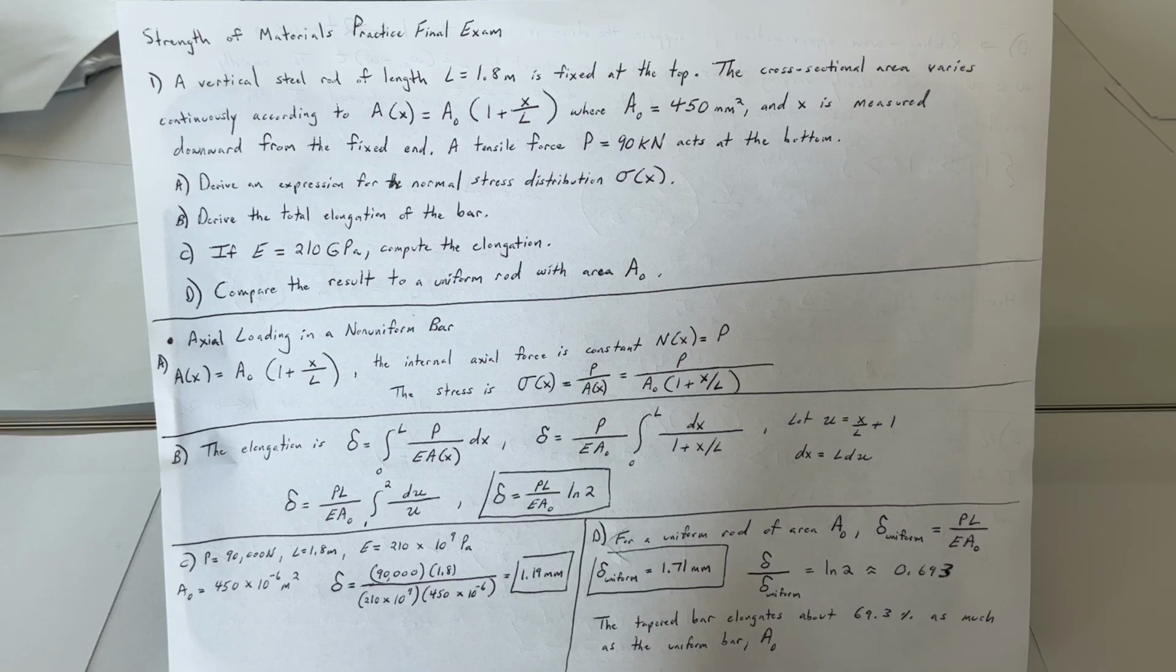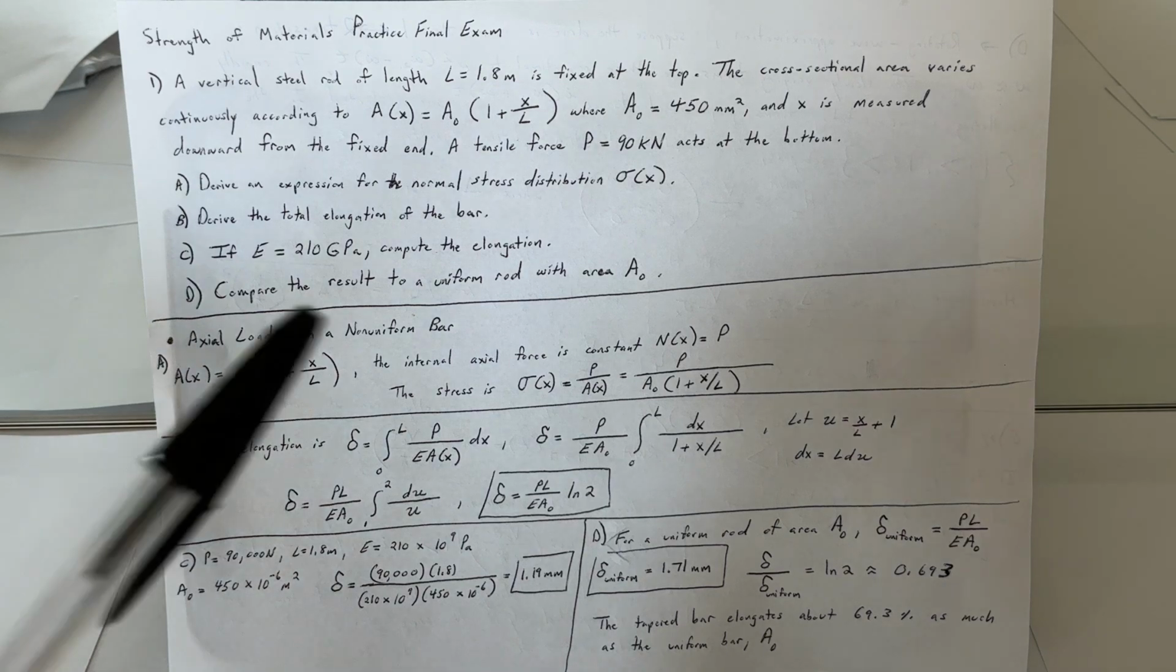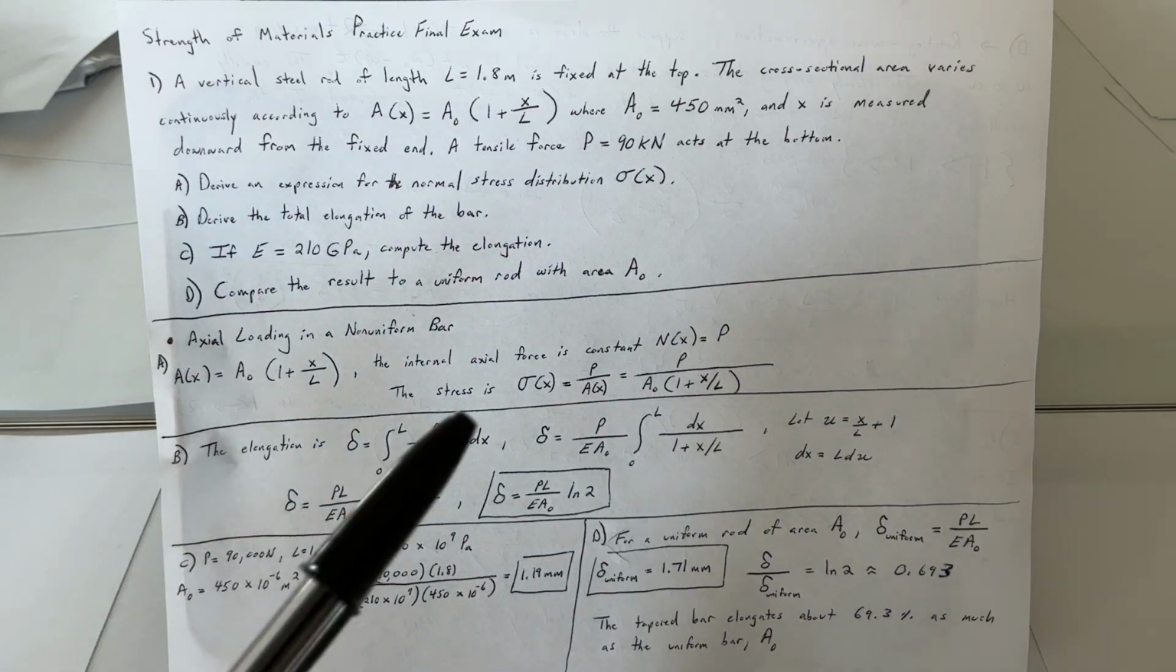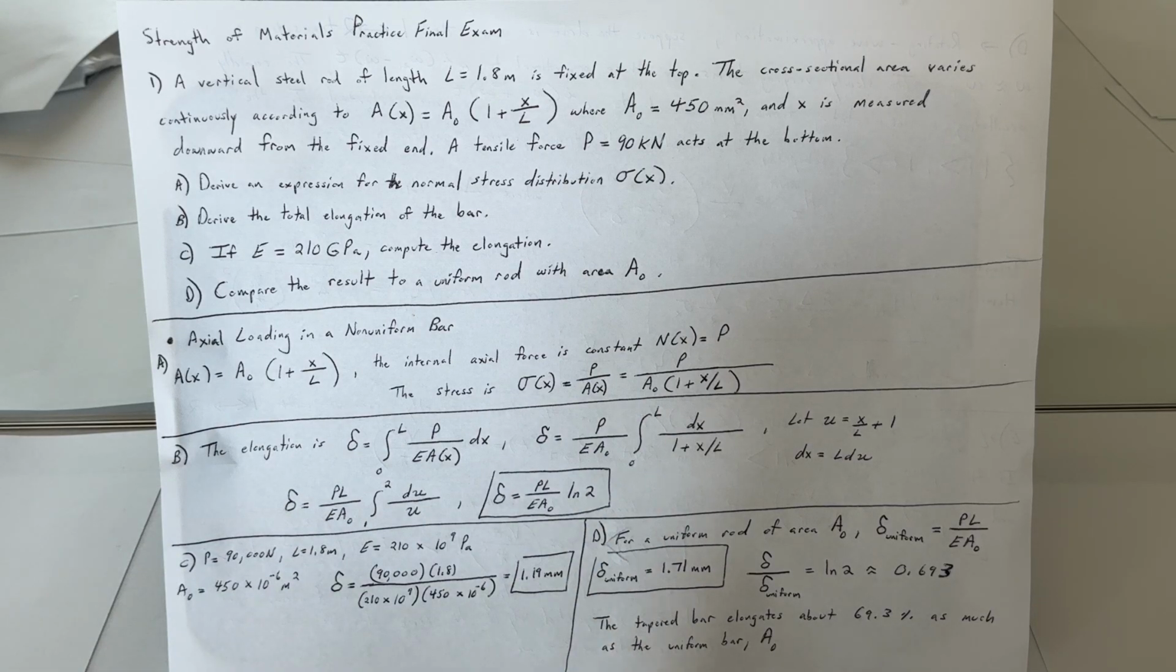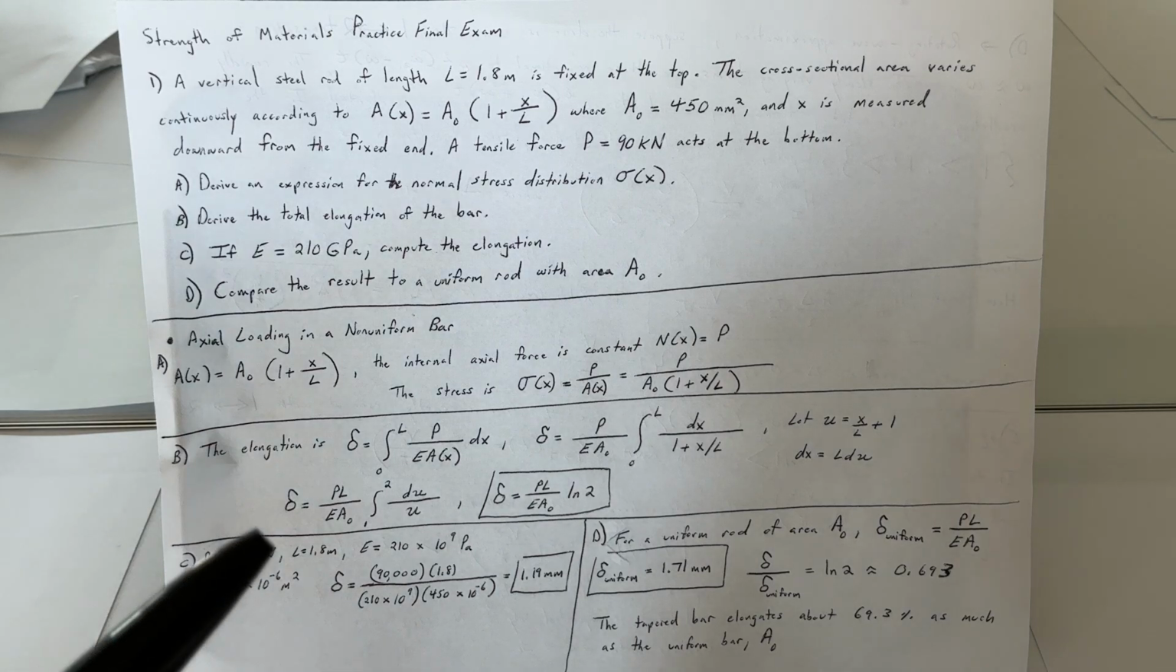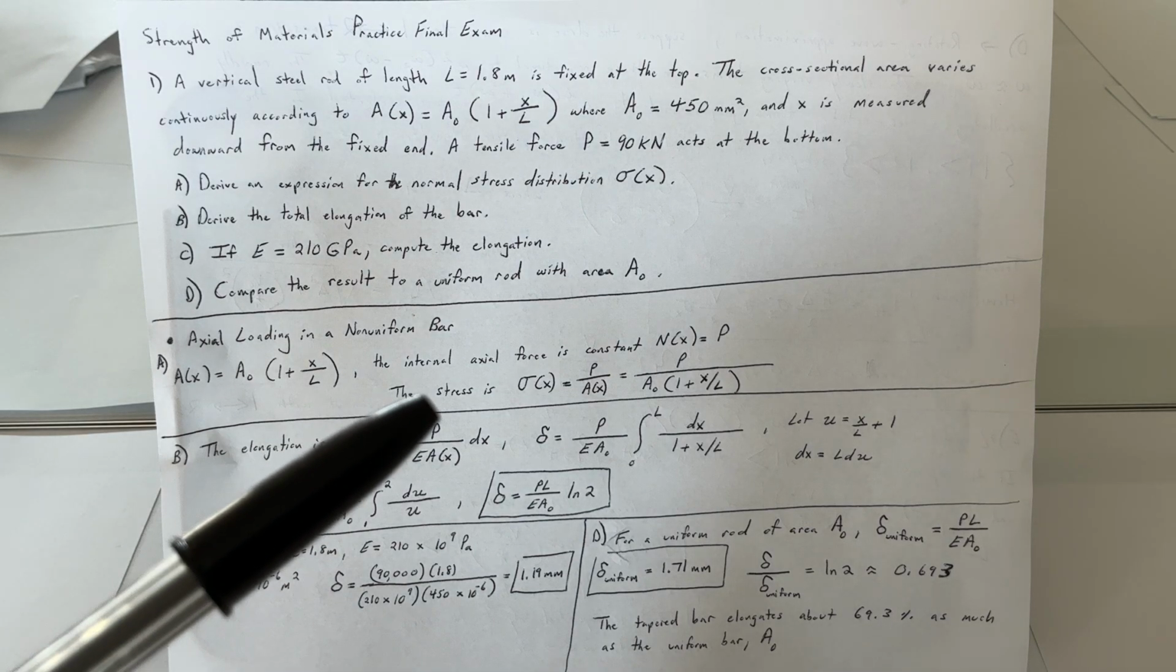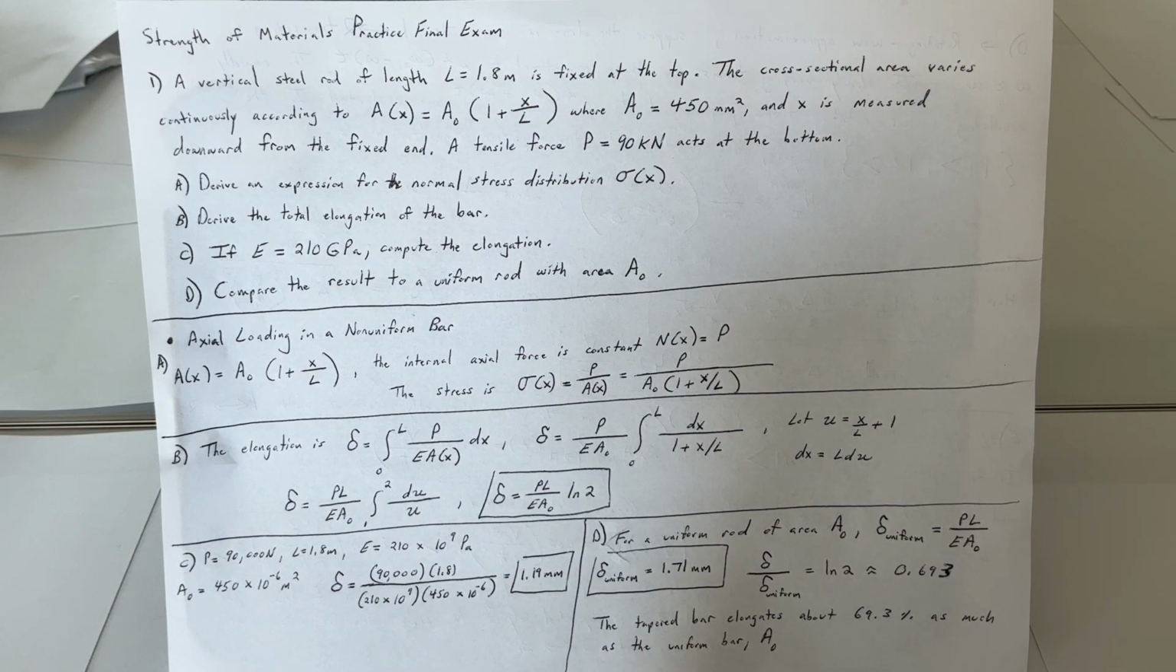So A of x equals A naught times the quantity 1 plus x over L. The internal axial force is constant. N of x equals P. And stress, sigma of x, equals P over A of x, equals P over A naught times the quantity 1 plus x over L. The elongation is delta equals the integral from 0 to L of P over E A of x dx. Delta equals P over E A naught times the integral from 0 to L of dx over 1 plus x over L.